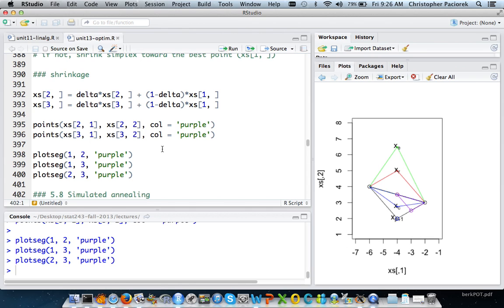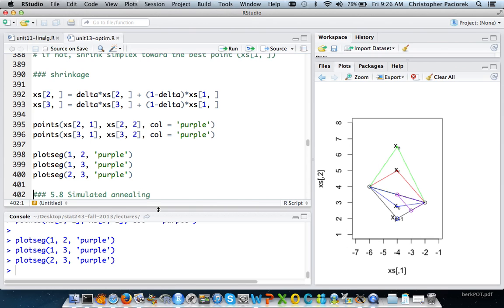Okay, so any questions about that? Okay, so that is the default in R. My sense is it usually works pretty well and is often more robust than using the BFGS method, which was that quasi-Newton method.